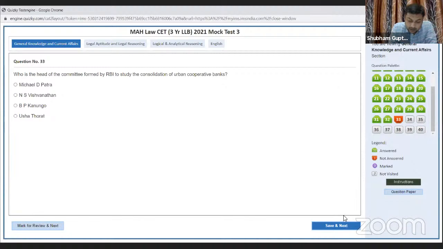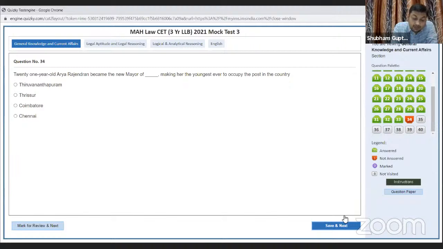Who is the head of the committee of RBI? Again, I am very bad. So we have been marking A for a long time. Let's mark something else. Let's mark B this time, because we have been marking A. So please, whenever you are guessing, try to change your guesses as well.